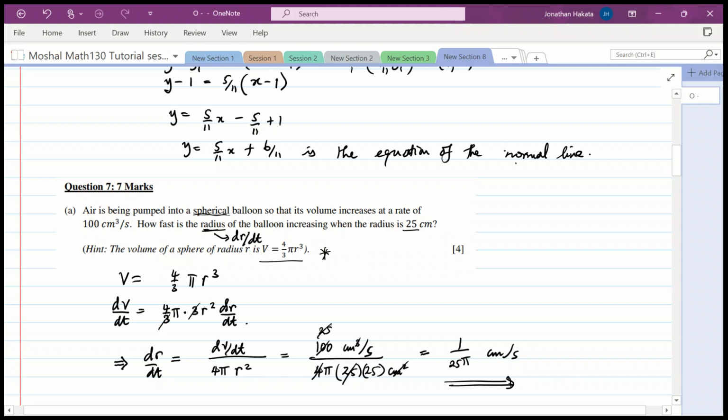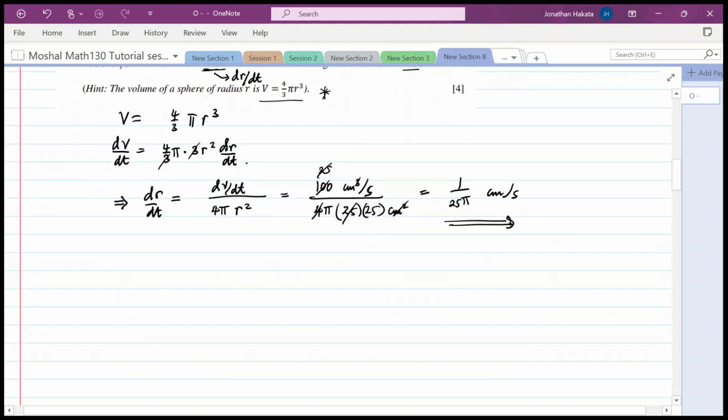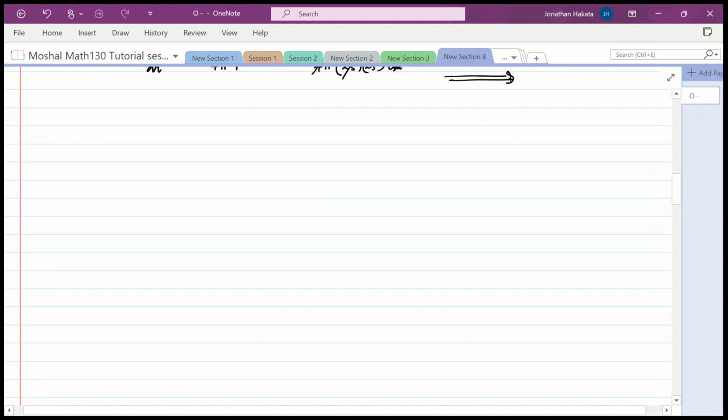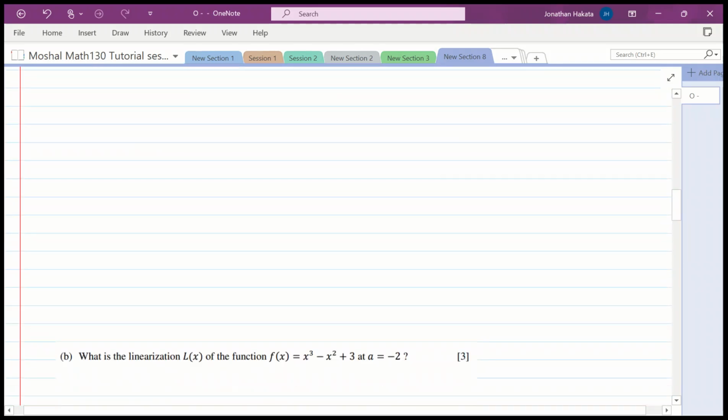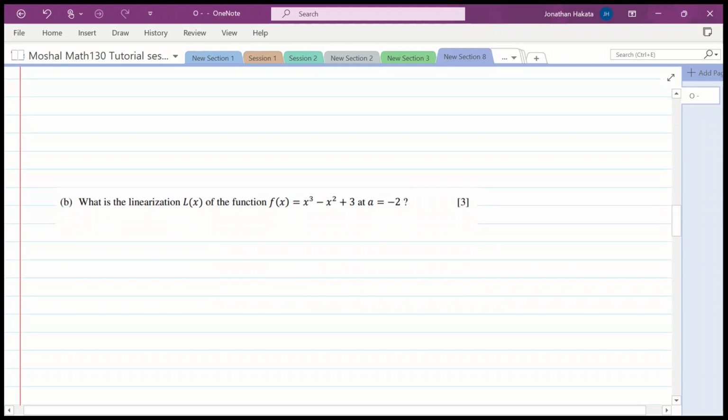Okay, let's move. You have to be very fast in solving these problems because we don't have all day. All right, so what is the linearization L of x of the function f of x equal to 3x cubed minus x squared plus 3 at a equal to minus 2?